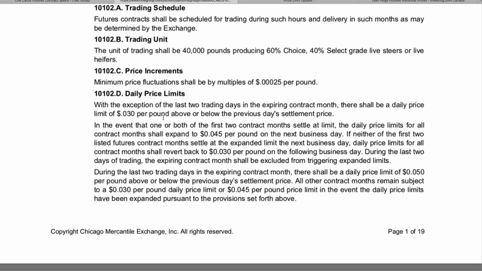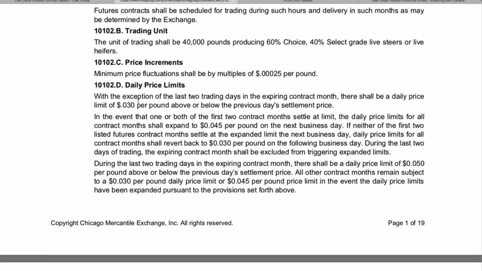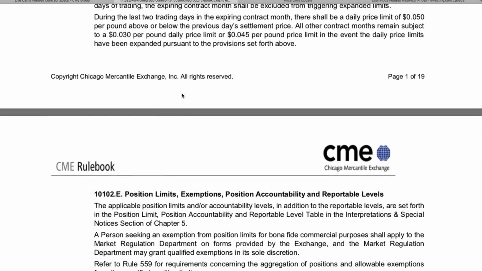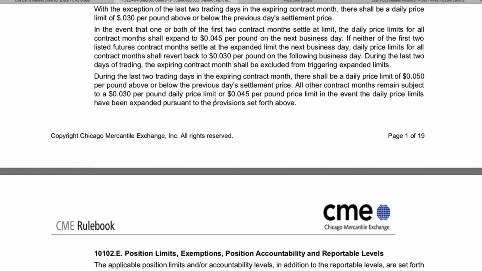It's hard to get out of these contracts when they go limit up. You're kind of in there for the next day. So just be aware of where the limit up is. Daily price limits, and this does change as you get closer to expiration. Notice here it goes to 4.5 cents per pound in the event the daily price limits have been expanded pursuant to the provision set forth above.